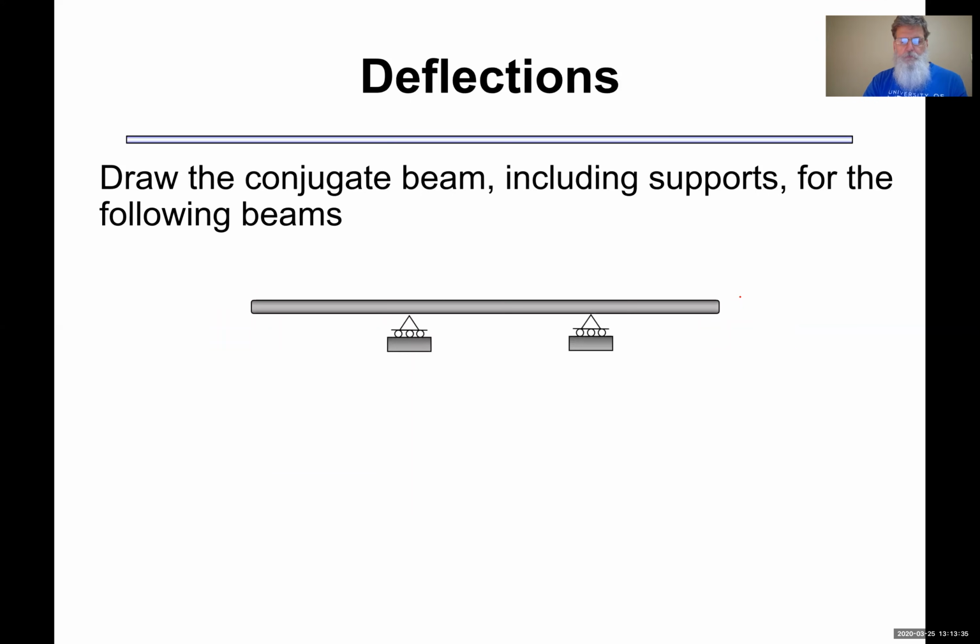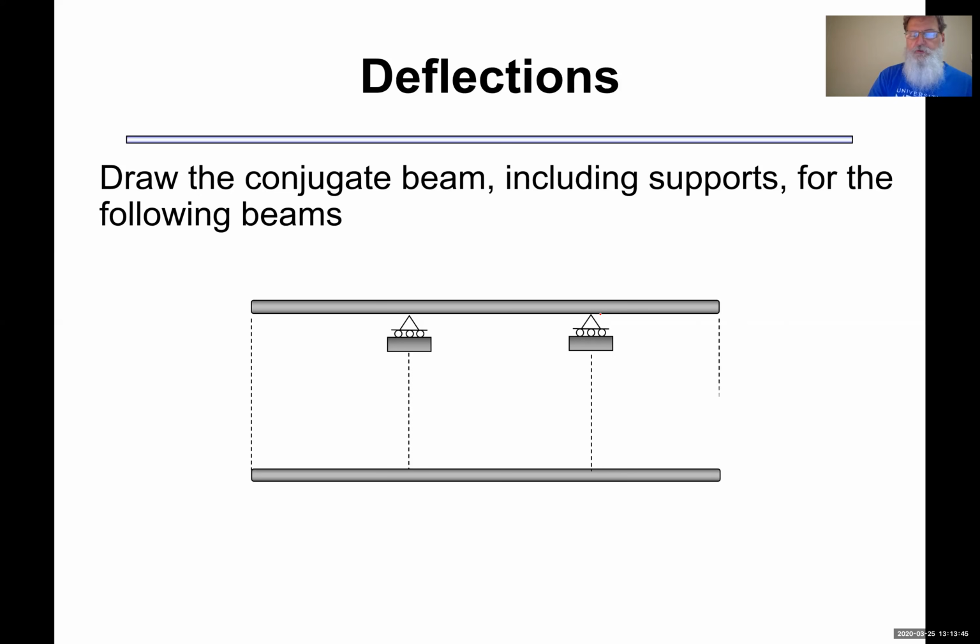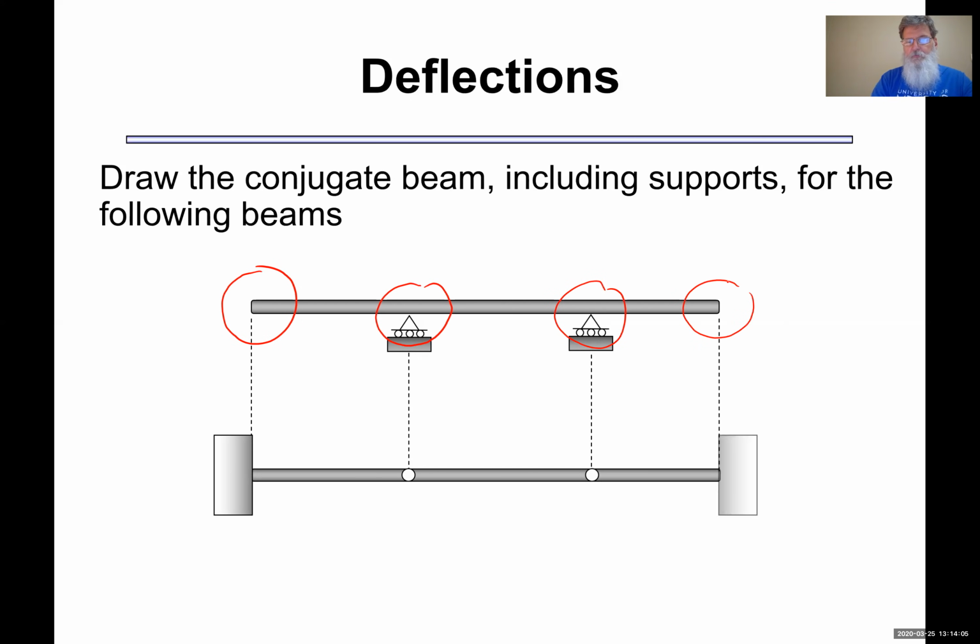So here's one that looks pretty straightforward. Simple span, a couple of overhangs. What does my conjugate look like? Well, I've got 1, 2, 3, 4 conditions. And as you can already see, my free end is going to become fixed. My internal support is going to become a hinge. My internal pin is going to map to a hinge. And then of course, at the end, my free end is going to map to a fixed end. So that's quite a complicated scenario from the real beam to the conjugate beam.